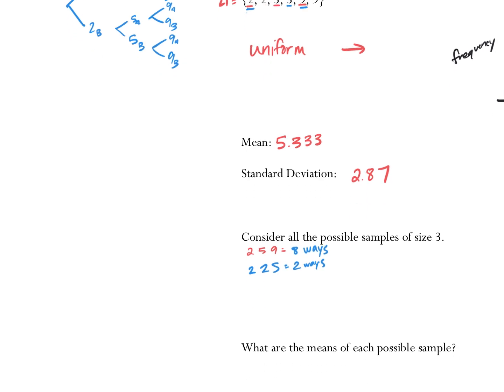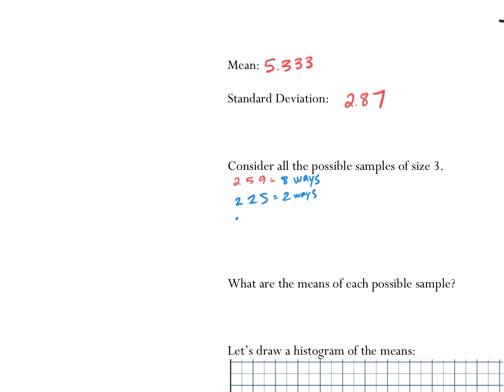And so we have 2, 2, 5, 2, 2, 9, same idea. And then let's see. 2, 5, 5. And 5, 5, 9. And 5, 9, 9. And 2, 9, 9.